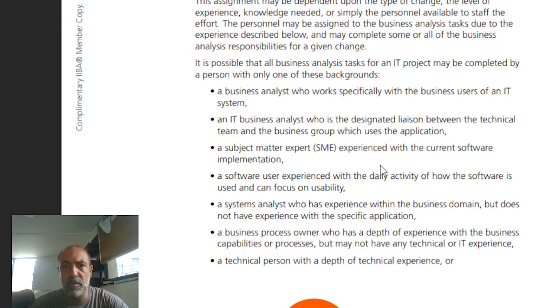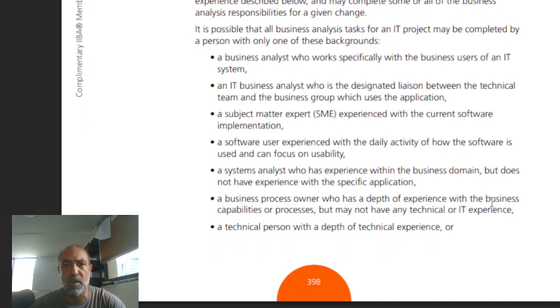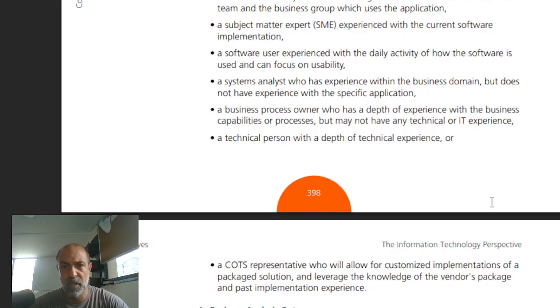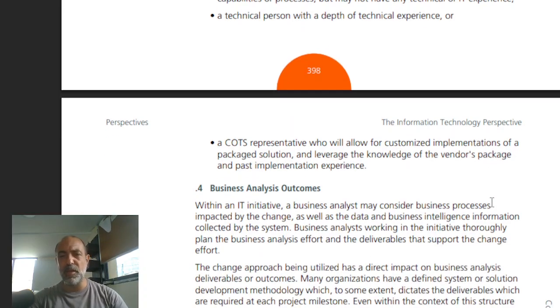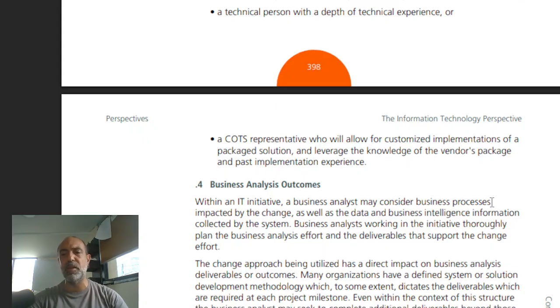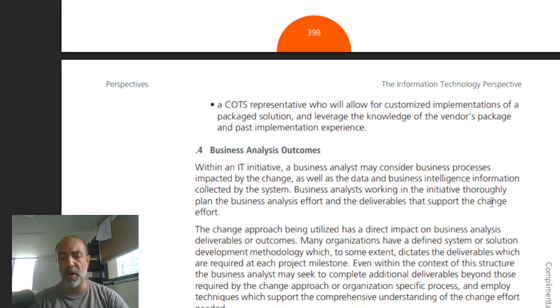One of the backgrounds is a business analyst who works specifically with the business users of an IT system, an IT business analyst who is the designated liaison between the technical team and business group, a subject matter expert, SME, with experience with the current software implementation, a software user with experience with the daily activity of how the software is used who can focus on usability, a system analyst who has experience with the business domain but does not have experience with specific applications, a business process owner who has a depth of experience with the business capabilities of processes but may not have had any technical or IT experience, a technical person with a depth of technical experience, or the COTS representative, a person who comes with the company and would allow for customized implementations on a packaged solution.